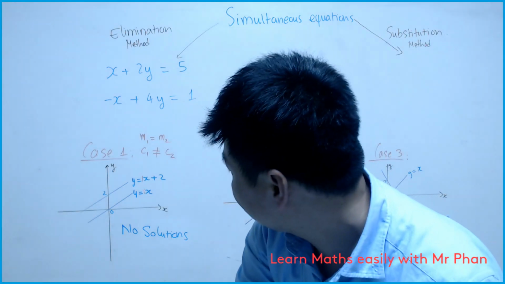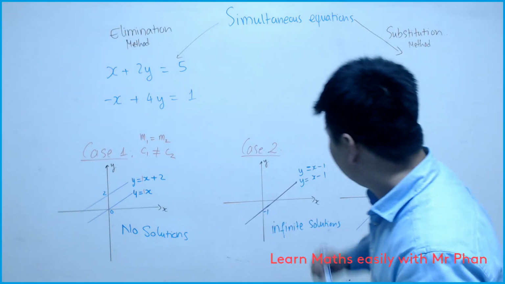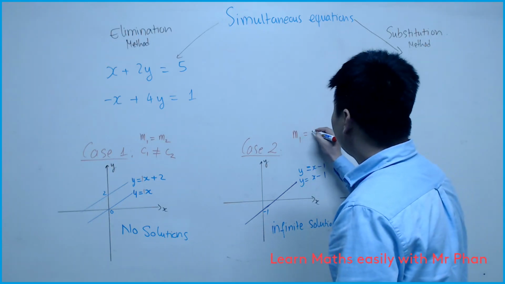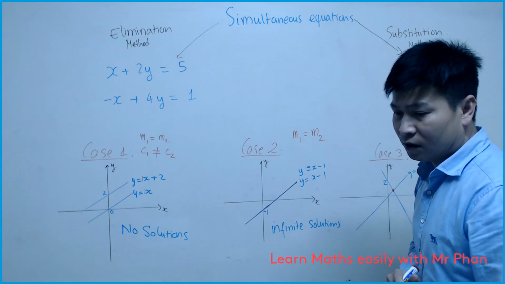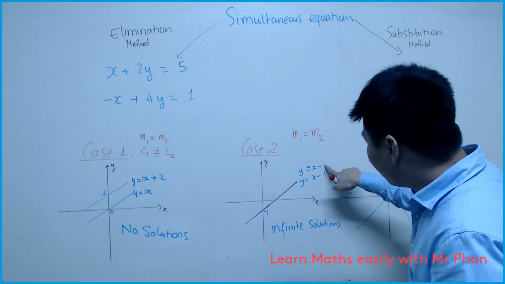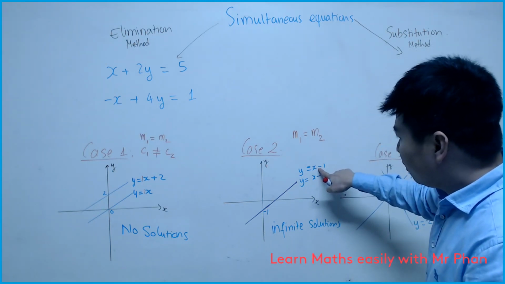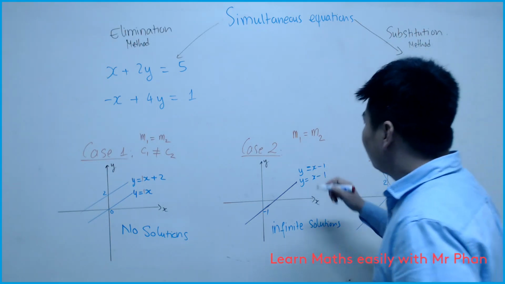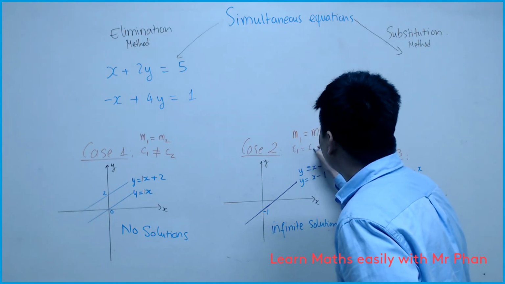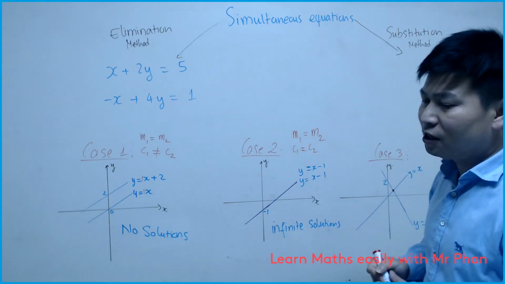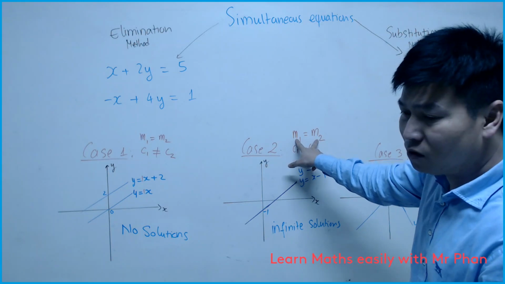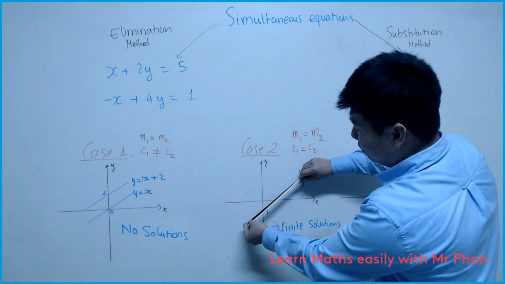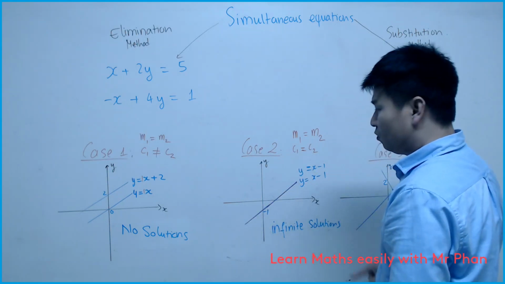In this case, look carefully here: m1 equals m2, which means the gradient of line 1 equals the gradient of line 2. Also c1 equals c2, the y-intercept of the first line and the y-intercept of the second line are the same. So if c1 equals c2 and m1 equals m2, they're actually on the same straight line, which means they have infinite solutions.